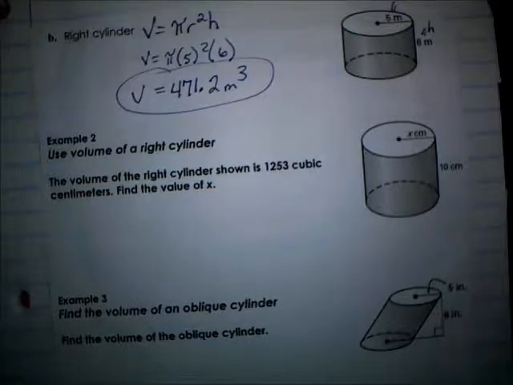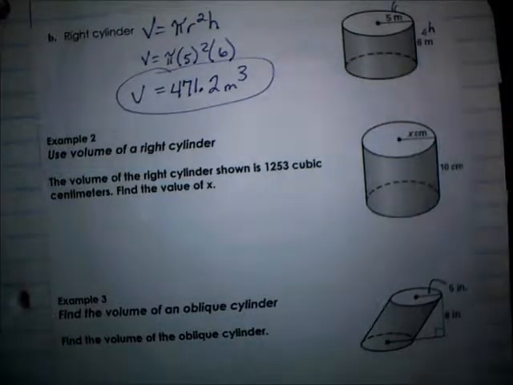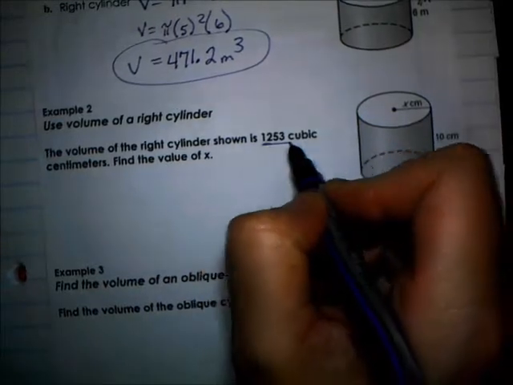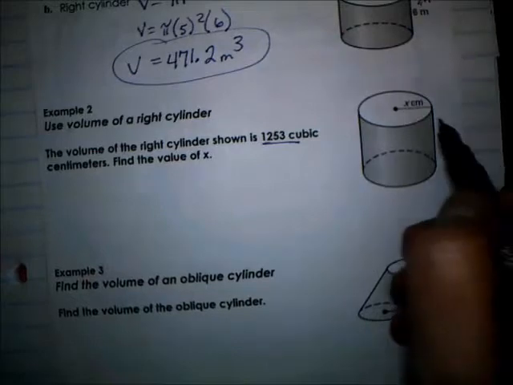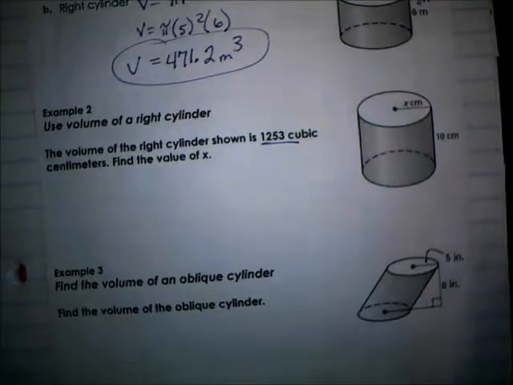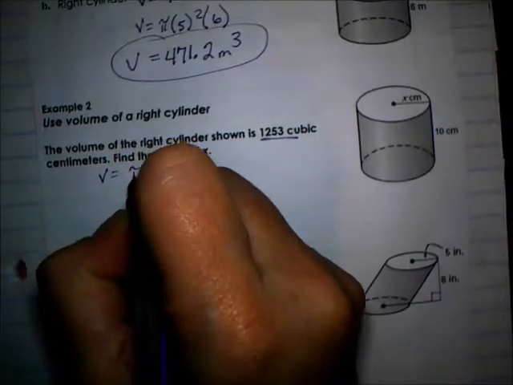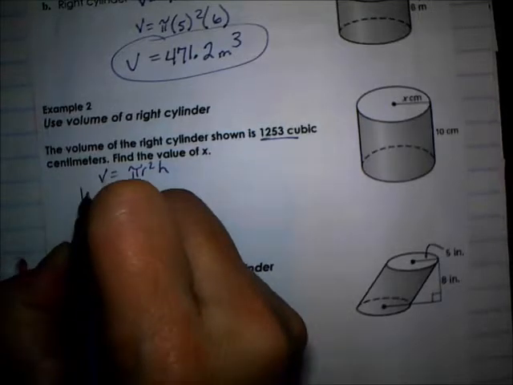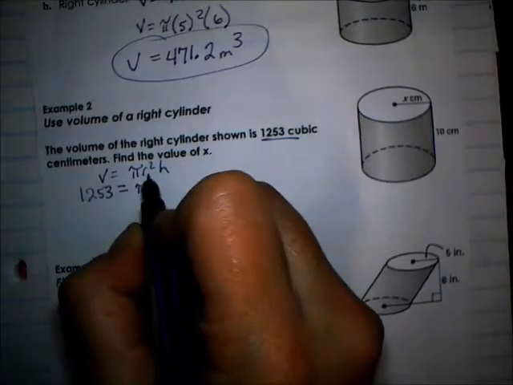Okay, if I go into example 2, it says the volume of the right cylinder is this value. They give that to you, and they want you to find the value of x, which is my radius. So if I look at my formula, pi r squared h, the V is 1253. I have my pi, the r is x squared times 10.